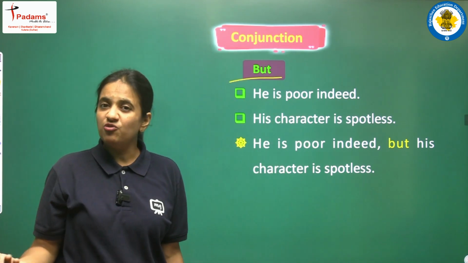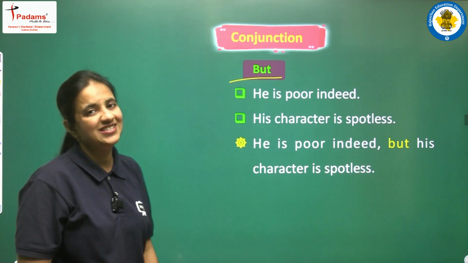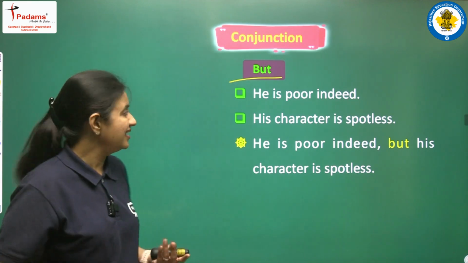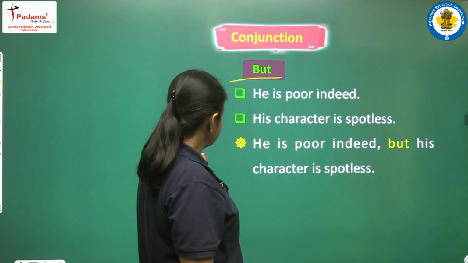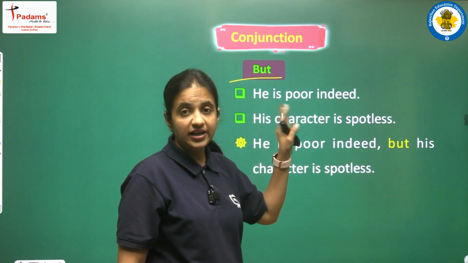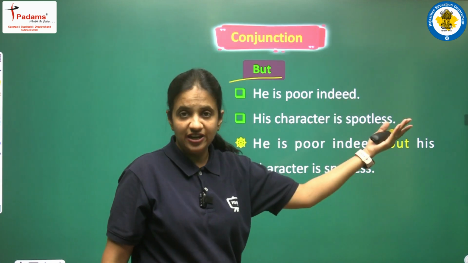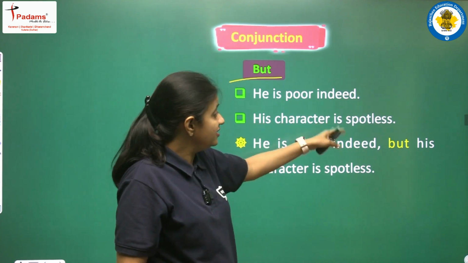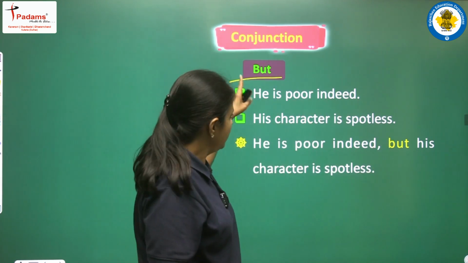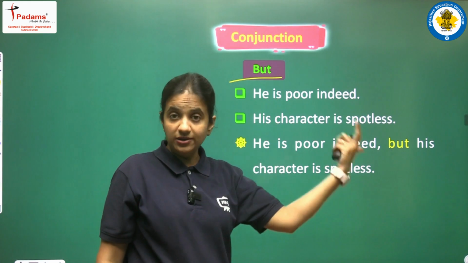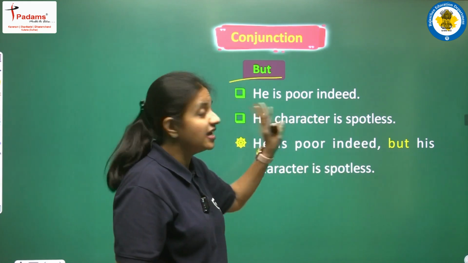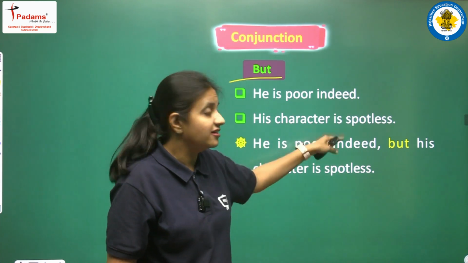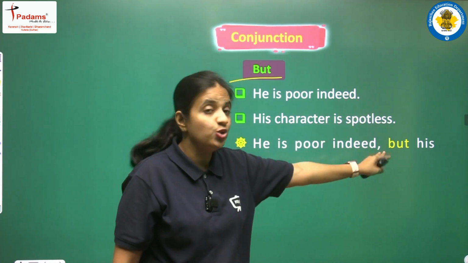It's a very common word. We all use this word. So let's see how we can use this word, but, as a conjunction in a sentence. Let's read the sentences: he is poor indeed. Indeed means really, right? So we are saying that really he is poor. His character is spotless. So here we are saying two things about one person, right? The first thing is that he is really a poor man. Next we are saying that his character is spotless. So we have to use but.